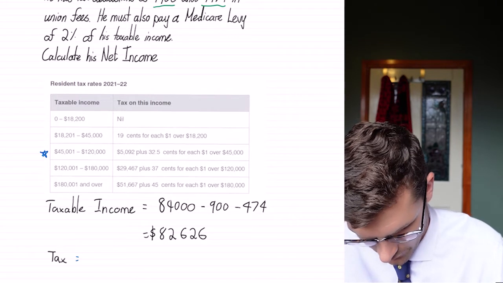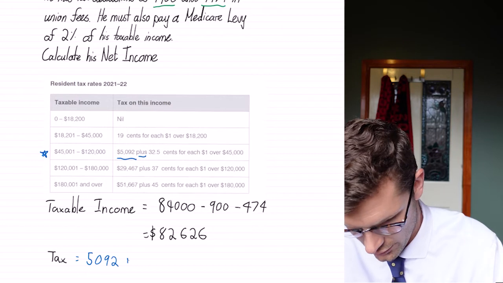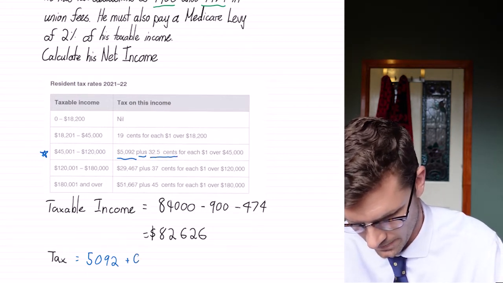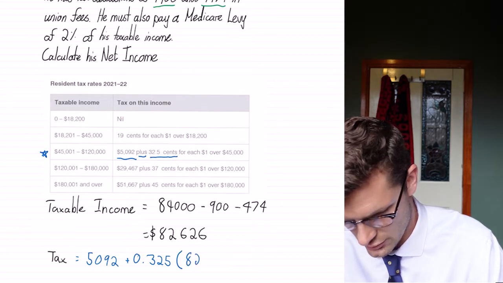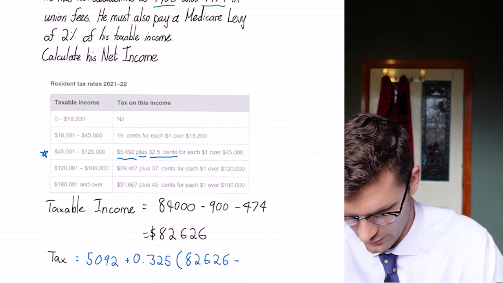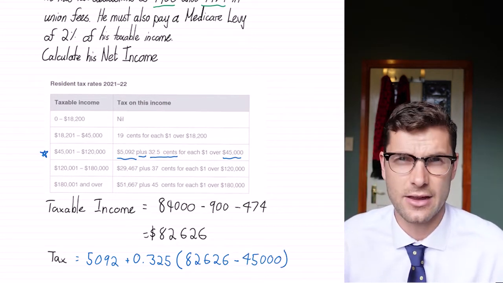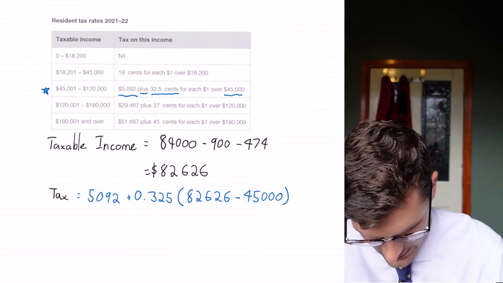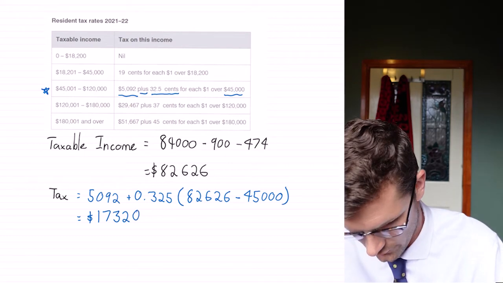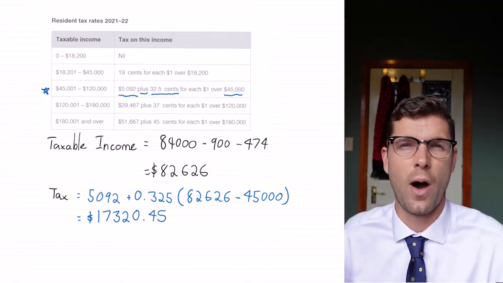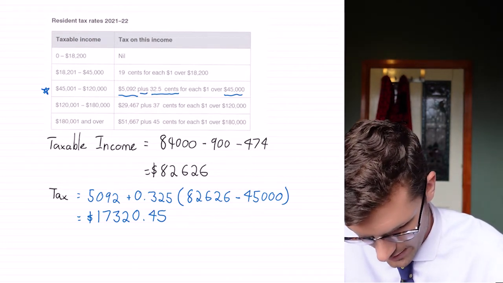So $5,092 plus 32.5 cents. Then our income, 82626, minus the tax bracket. If we throw that into the calculator, just straight across, our tax comes out to $17,320.45. So that's one thing that we're giving straight to the government, and then we also have to get rid of our Medicare Levy.